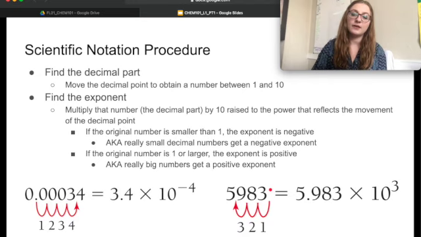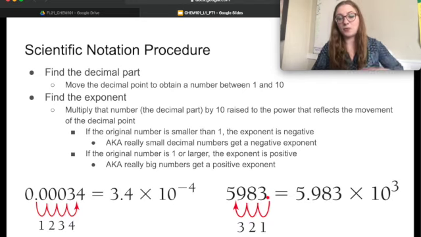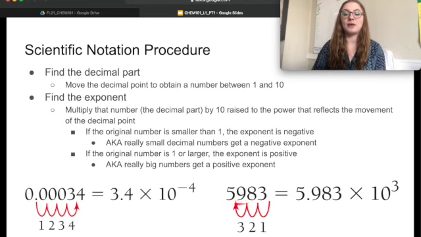Over here, I started with my decimal point and I put it in between the 5 and the 9. So I jumped 1 space, 2 spaces, 3 spaces to move my decimal point. So that means the exponent is 3. And then I decide, is it positive or is it negative? Well, because my original number was greater than 1, it's going to be positive.